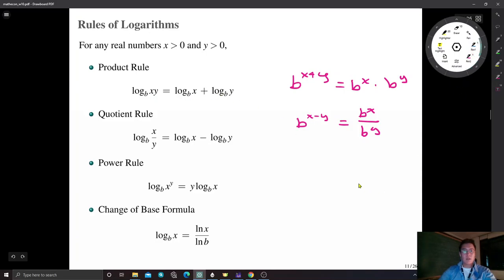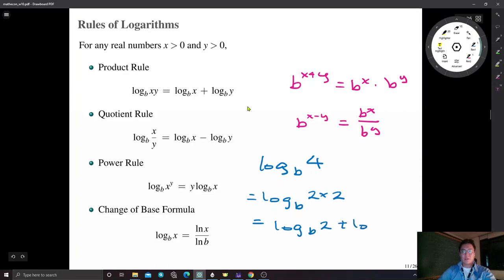So think about log with base b of 4, and we can decompose 4 into 2 times 2. Once again, multiplication becomes addition, so we have log b of 2 plus another log b of 2, so 2 times log b of 2. So log b of 2 squared is equal to 2 times log b of 2.